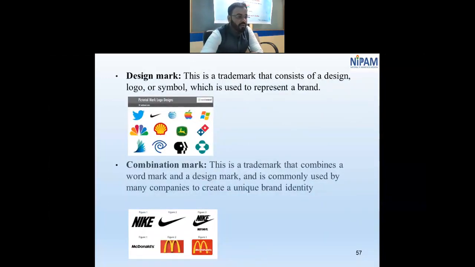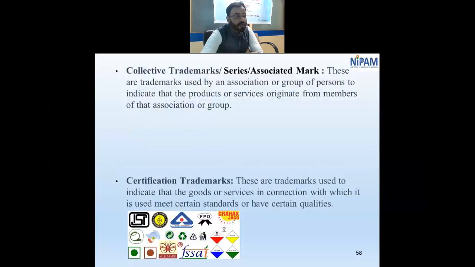Design trademark, for example, a Twitter logo or a Nike logo, CNBC, Domino's, Microsoft, all these are design marks or design trademarks. Combination mark could be a combination of design and word. So, for example, a design mark of Nike and symbol combined, on combining these two, we'll get a different kind of combination mark, which is again a registered trademark.